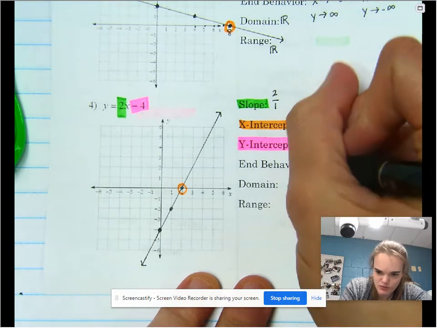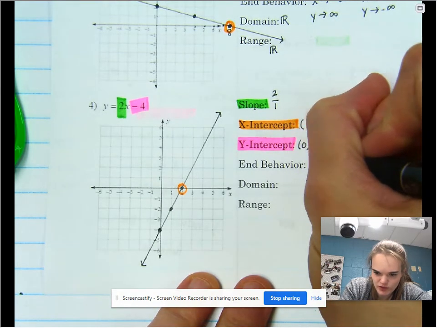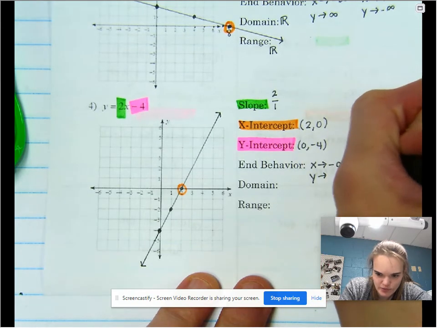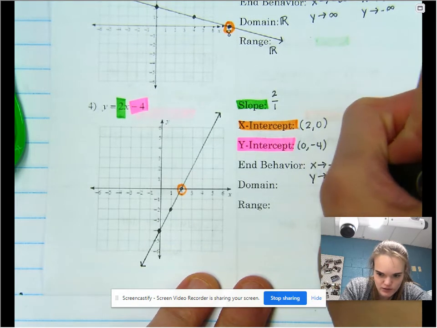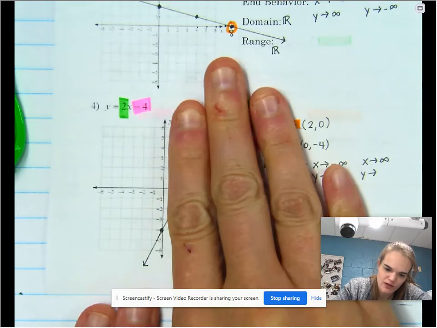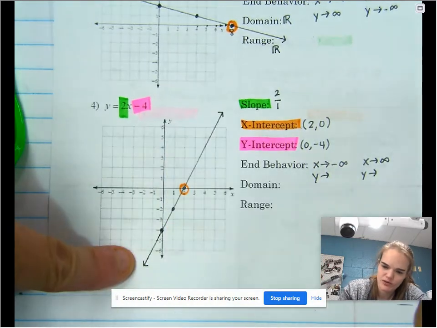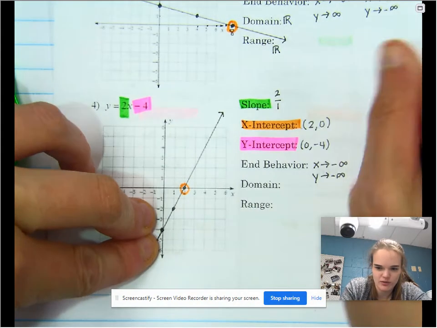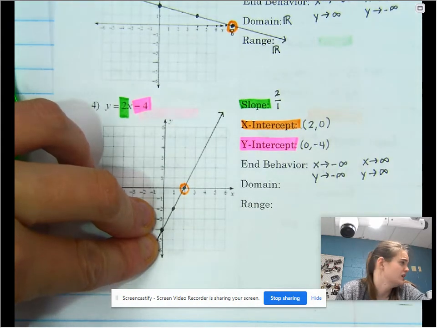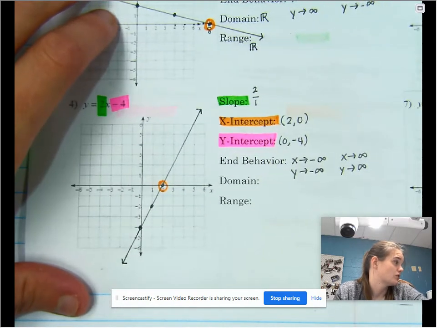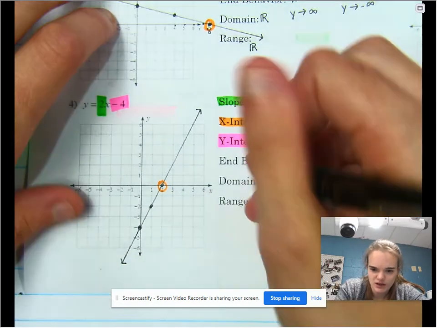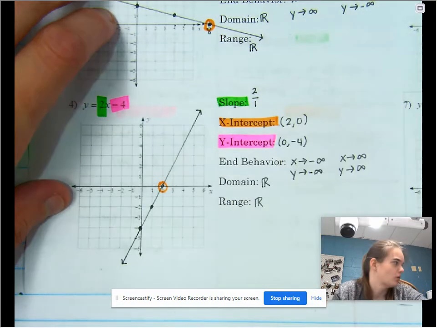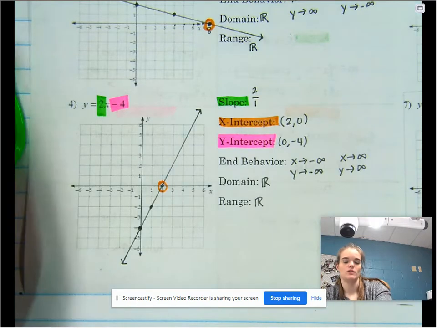In end behavior, what's going on the left? When x goes towards the negatives, what does y do? When x goes towards the positives, what does y do? The left side over here, it's going negative, it's going down. And on this right side over here, it's going up. So infinity means up, because it's going towards the positive infinity numbers. It's a line, so domain and range are still all real numbers. I hope you don't miss that on a quiz. You will have a quiz.